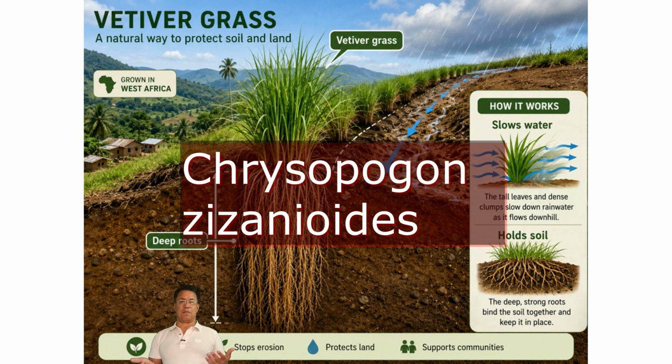Besides the English name, vetiver grass, the one they will want to research on the internet, they can search the name and it has a difficult scientific name: Chrysopogon zizanioides. Chrysopogon zizanioides.